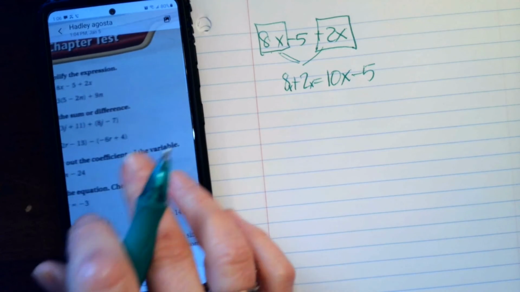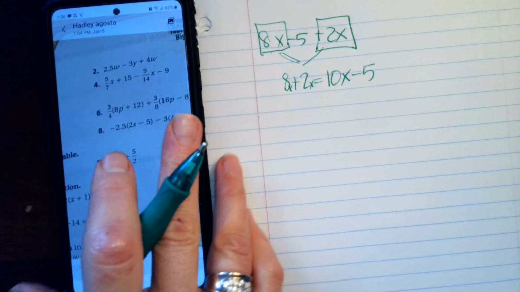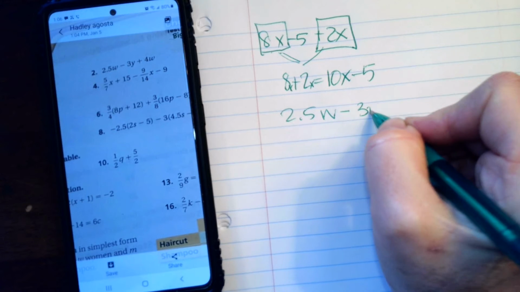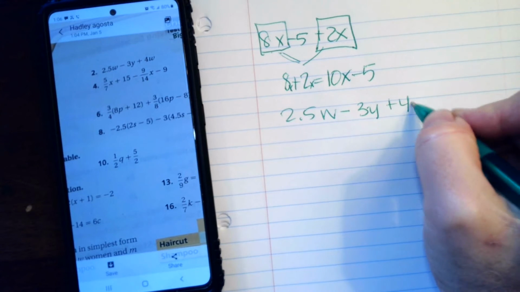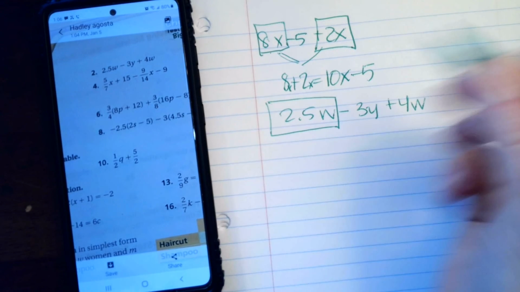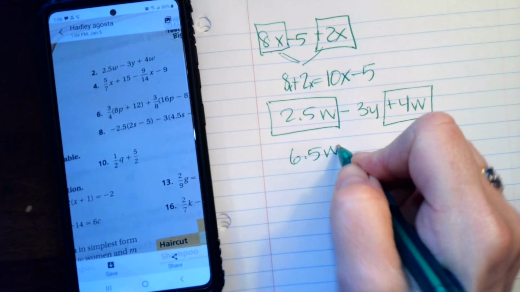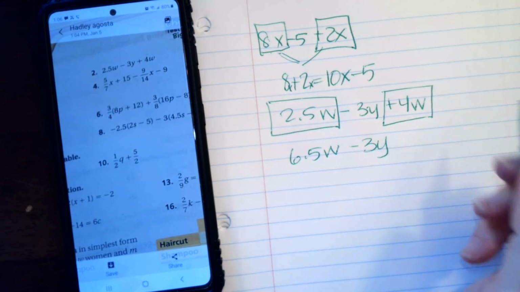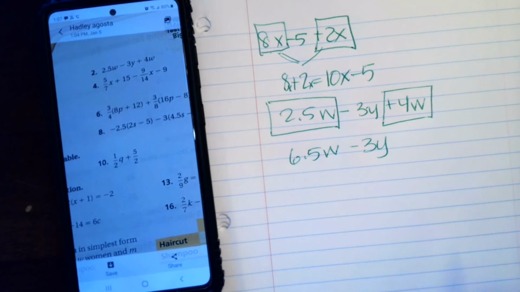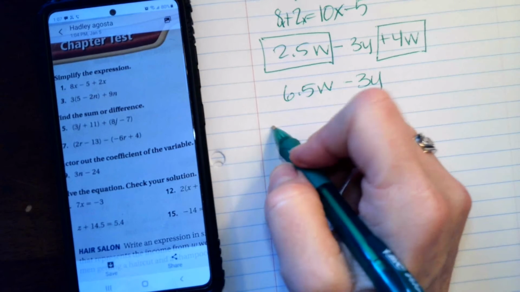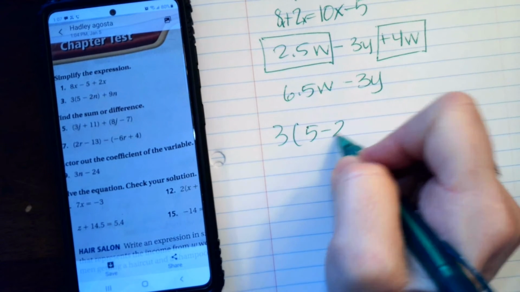Yeah. All right. Number 2 is 2.5w minus 3y plus 4w. 2.5w goes with plus 4w. That's 6.5w minus 3y. Does that make sense? Yes. Okay. Number 3 is 3 and then parentheses.